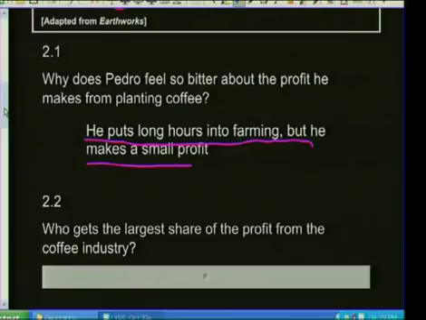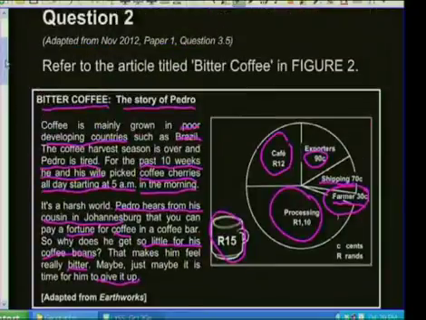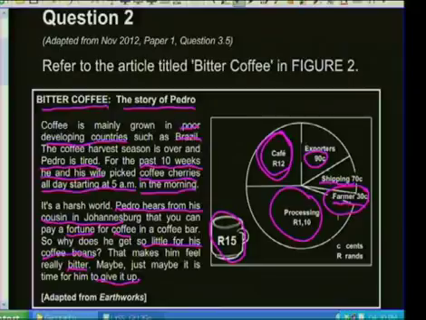The second one, let's go back to the article. Who gets the largest share of the profit from the coffee industry? All right? And if we go back to the article, again, the answer is clearly here. Okay, we can just look quickly at the amounts. And obviously you see that the cafe gets 12 Rand compared to all the others, by far the greatest amount. And the answer is actually given to you in the article.